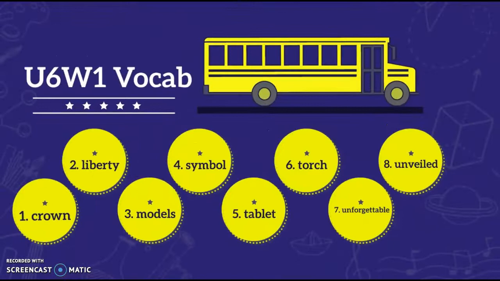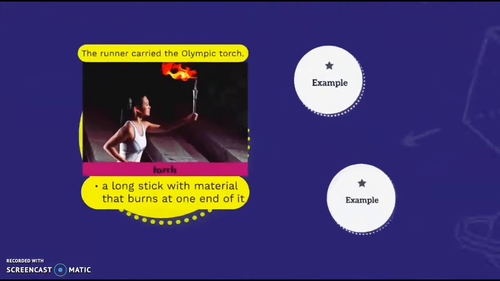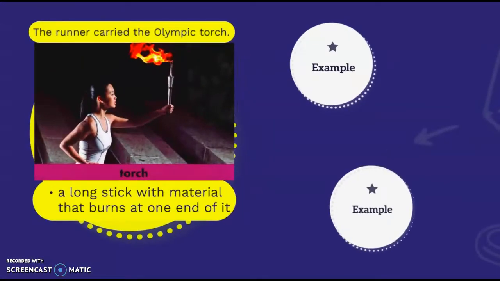Okay. Number 6 is torch. The runner carried the Olympic torch. Let's say that word together. Torch. A long stick with material that burns at one end. I don't know if you knew that, but the Olympics, when they play all their sports in some summers and some winters, they light a torch and it gets passed to some people, and that's how the Olympics actually start.